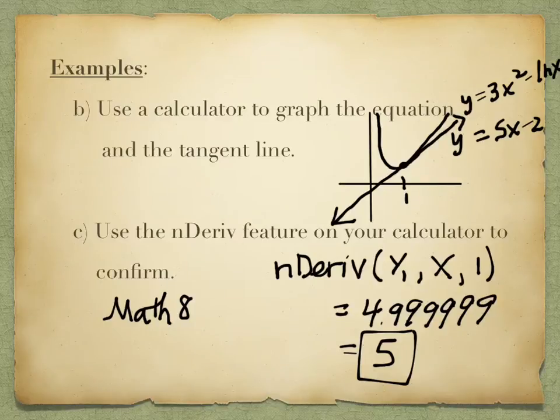So that gives you confirmation, especially if you were doing something that was very complicated and very messy looking, you can get confirmation that you've gotten the right derivative, at least at one particular point if you're evaluating, which is a nice feature.